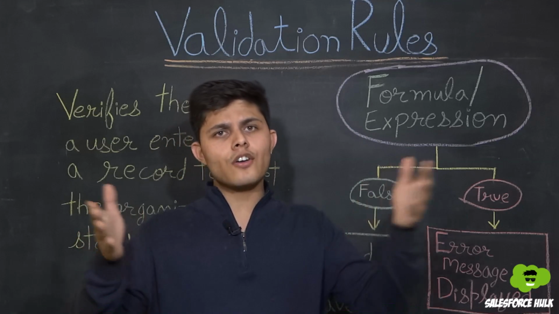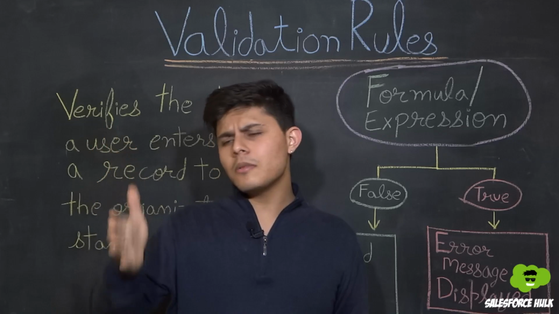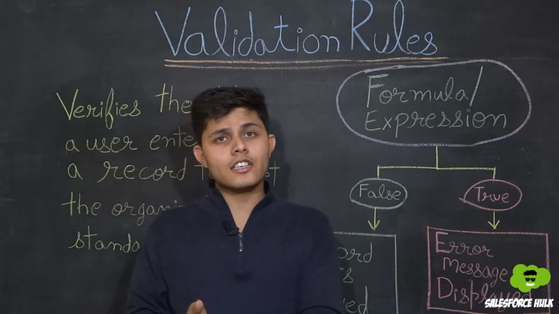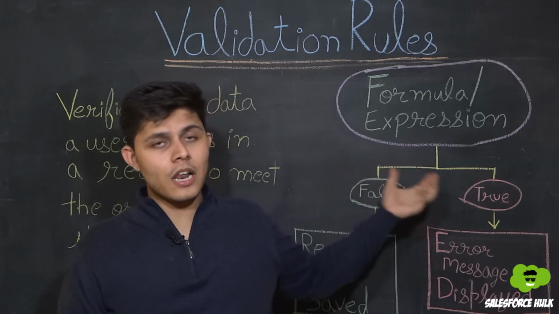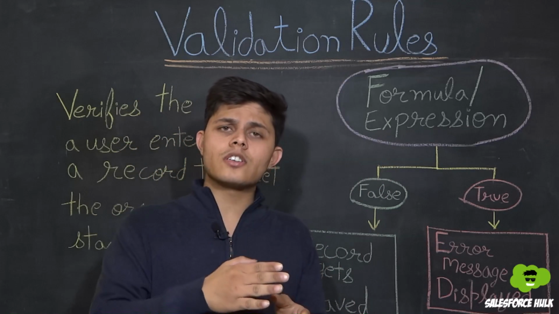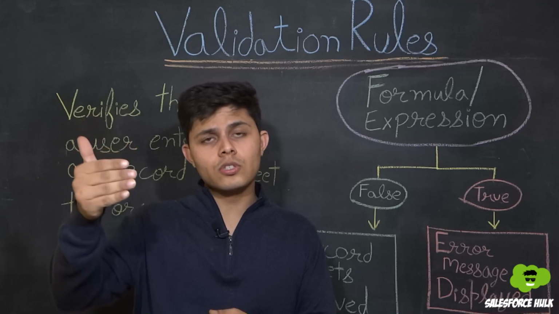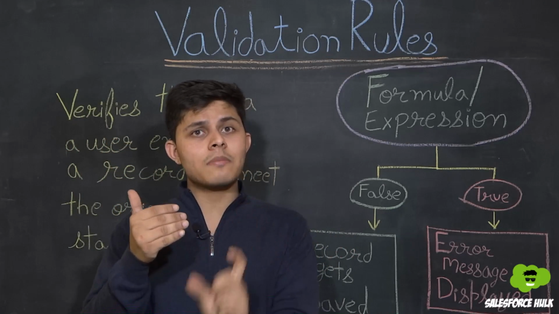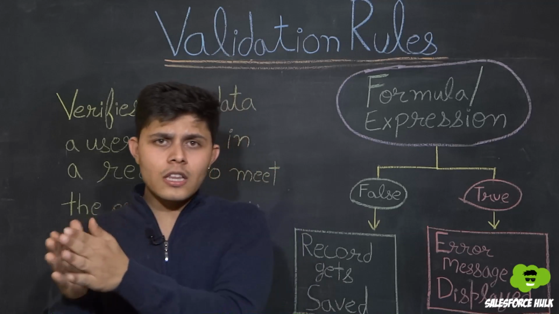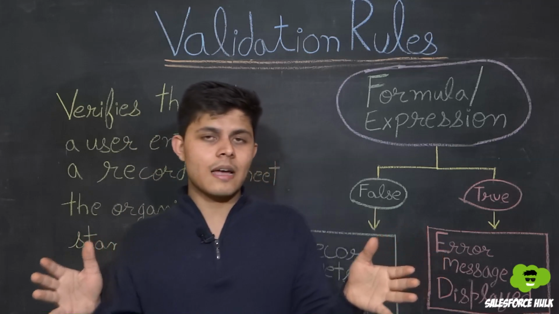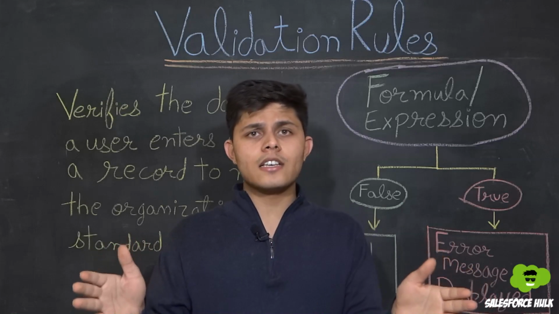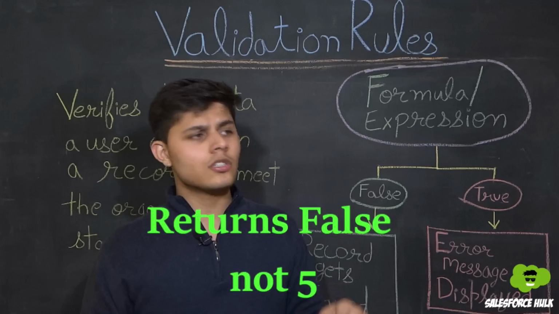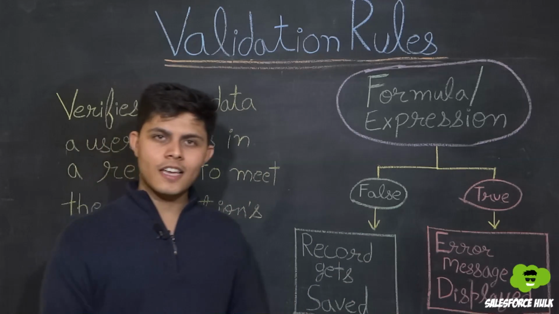If you have created 3 or 5 validation rules on a single object, they'll be evaluated one after another. For whichever validation rule the formula evaluates to true, an error will be displayed to the user who is trying to save that record, and he'll not be able to save that record until that problem gets solved. And if all the validation rules, taking an example of 5, get evaluated and return a value of false, then the record will get saved.